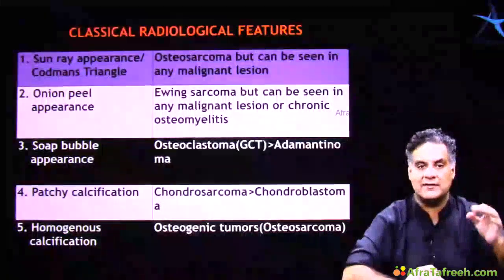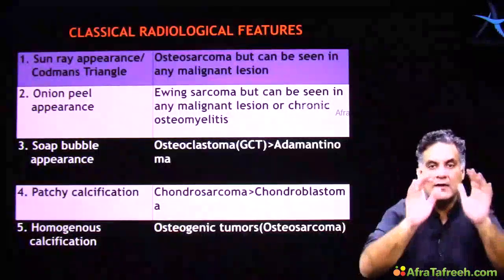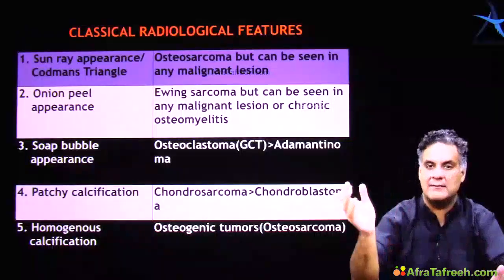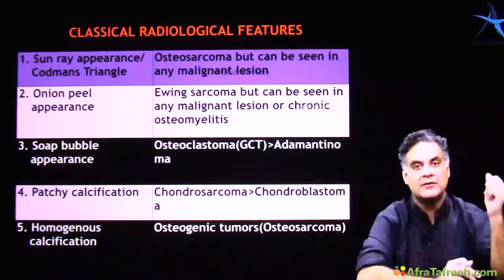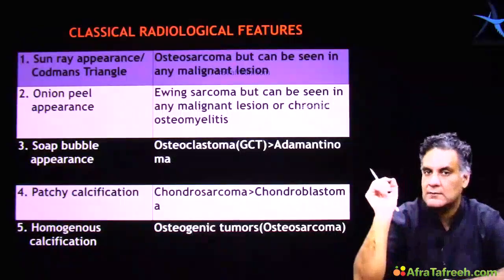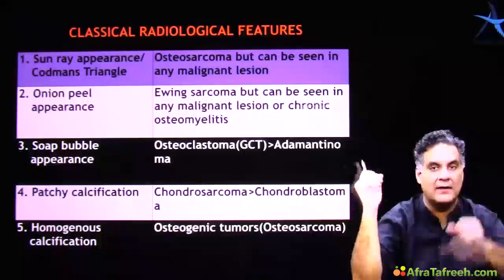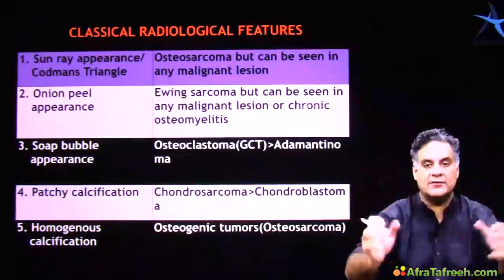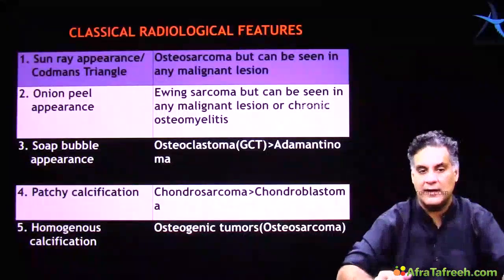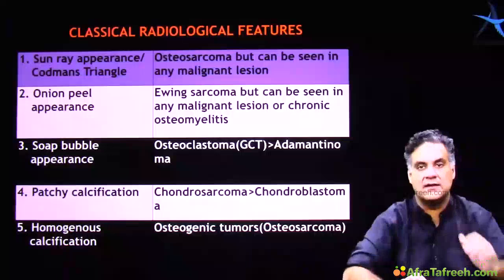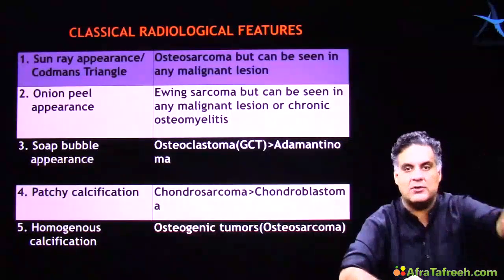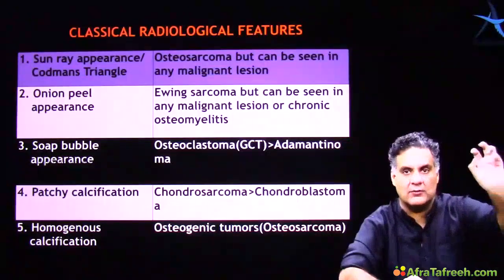This is the classical feature: sun ray and Codman's triangle, osteosarcoma, but any malignant lesion. Onion peel appearance, Ewing sarcoma, but can be seen in malignant lesion or chronic osteomyelitis. Soap bubble appearance, giant cell tumor or adamantinoma. Patchy calcification, at some places it's calcified, in cartilaginous tumors like chondrosarcoma and chondroblastoma, and homogeneous uniform calcification is seen in bone forming tumors like osteosarcoma. And if they don't mention patchy or homogeneous, remember to choose chondrosarcoma, then chondroblastoma, then osteosarcoma in this order.